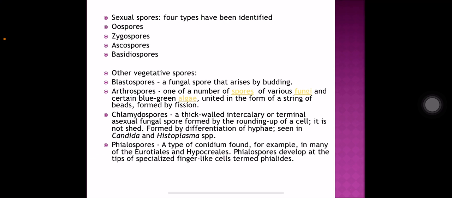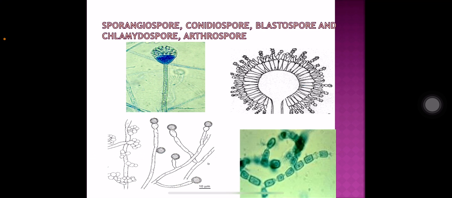Then phialospores, a type of conidium found, for example, in many of the Eurotiales and other fungi. Phialospores develop at the tips of specialized finger-like cells termed phialides. So different kinds of fungal spores are observed. Here in this figure we can see sporangiospores in the first figure, and a sporangium is a bag-like structure in which sporangiospores are there, and the hyphal stalk which supports this sporangium is known as sporangiophore, right? So the sporangiophore has a sporangium which has sporangiospores in it.